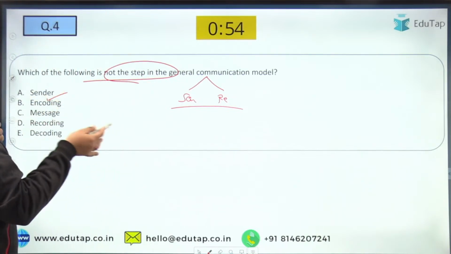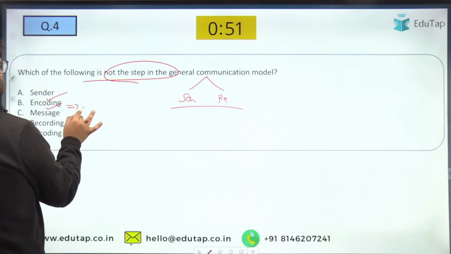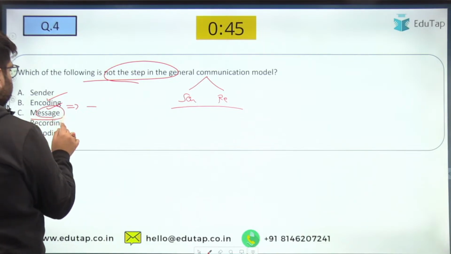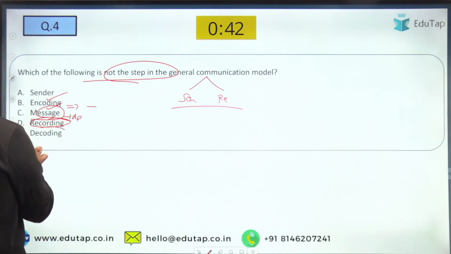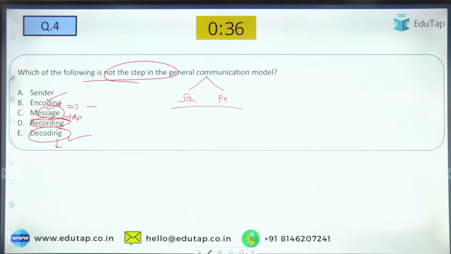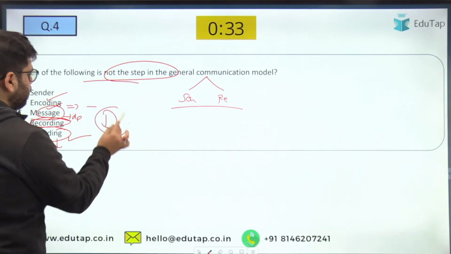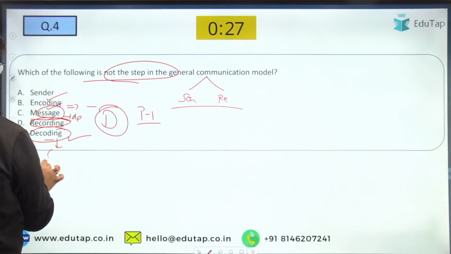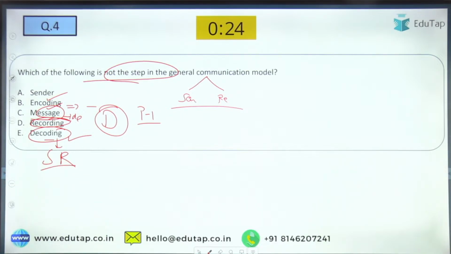Sender definitely is the party, so he will be sending the message. Encoding is basically converting the message into some special symbols or some special encryptions. Message is basically the idea of the message. Recording is not the part. Decoding, yes, it is the part. Decoding basically means to convert the special message into readable language. So the correct answer over here will be option number D. And I am again saying this is a phase 1 level question. Tell me which particular party conducts the decoding process, sender or receiver?